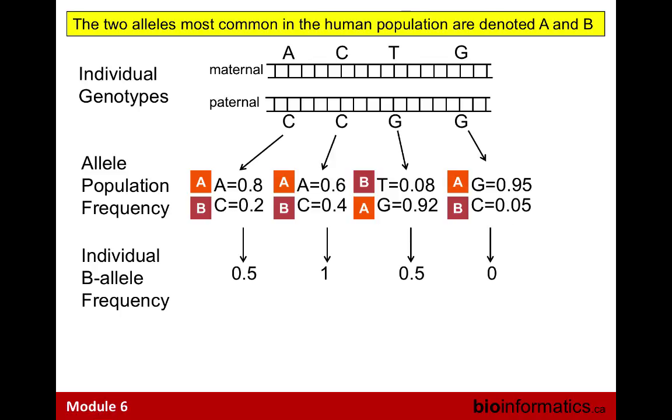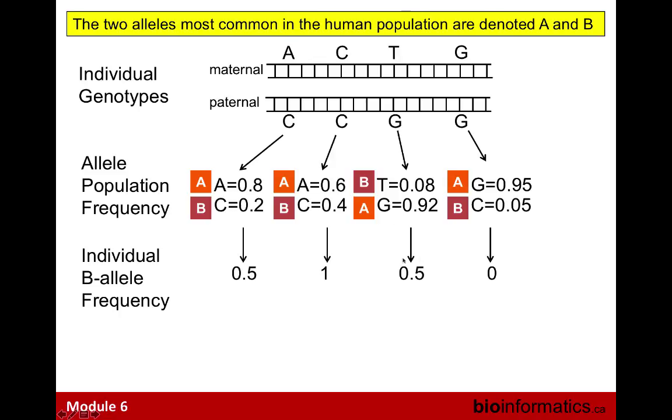So now when we translate this back into AB allele frequencies for our particular individual, we can see that this position, the B allele frequency is 50%. At this position, because the B allele is the C and this person only has a C, the B allele frequency is 1.